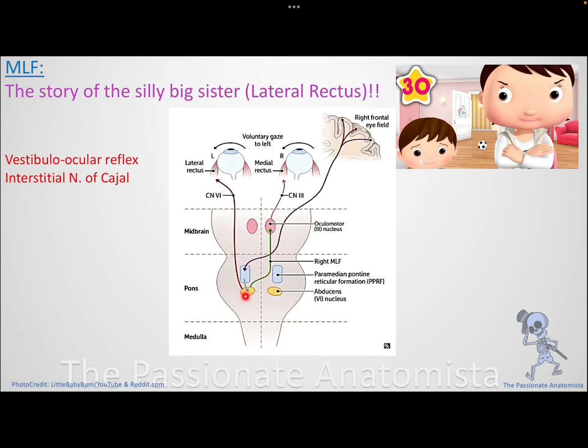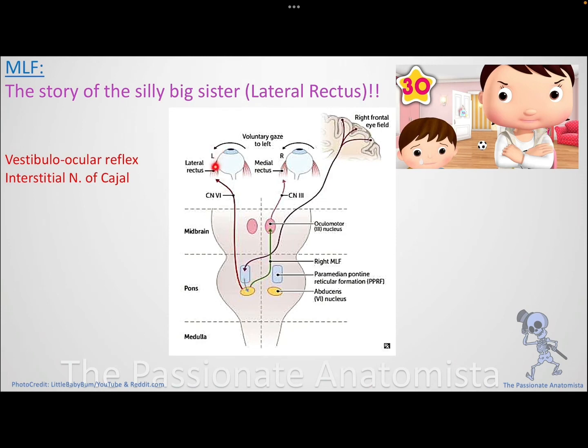once we receive information, we need to make the other eye aware of what this eye is doing. So the idea here is all about a silly big sister. Her name is the lateral rectus muscle. When she decides to move, she wants the oculomotor of the other side to follow her. She's very silly because she wants to dominate. If I have a problem with the medial longitudinal fasciculus of the affected side, the connection from the lateral rectus to the other oculomotor is going to be lost.